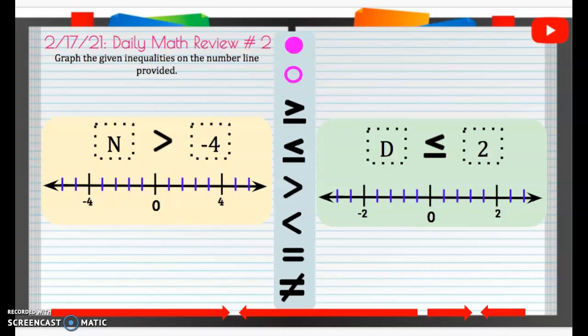Our daily math review number 2. So we're going to graph these given inequalities on the number line. So we have n is greater than, so this symbol means greater than, -4.